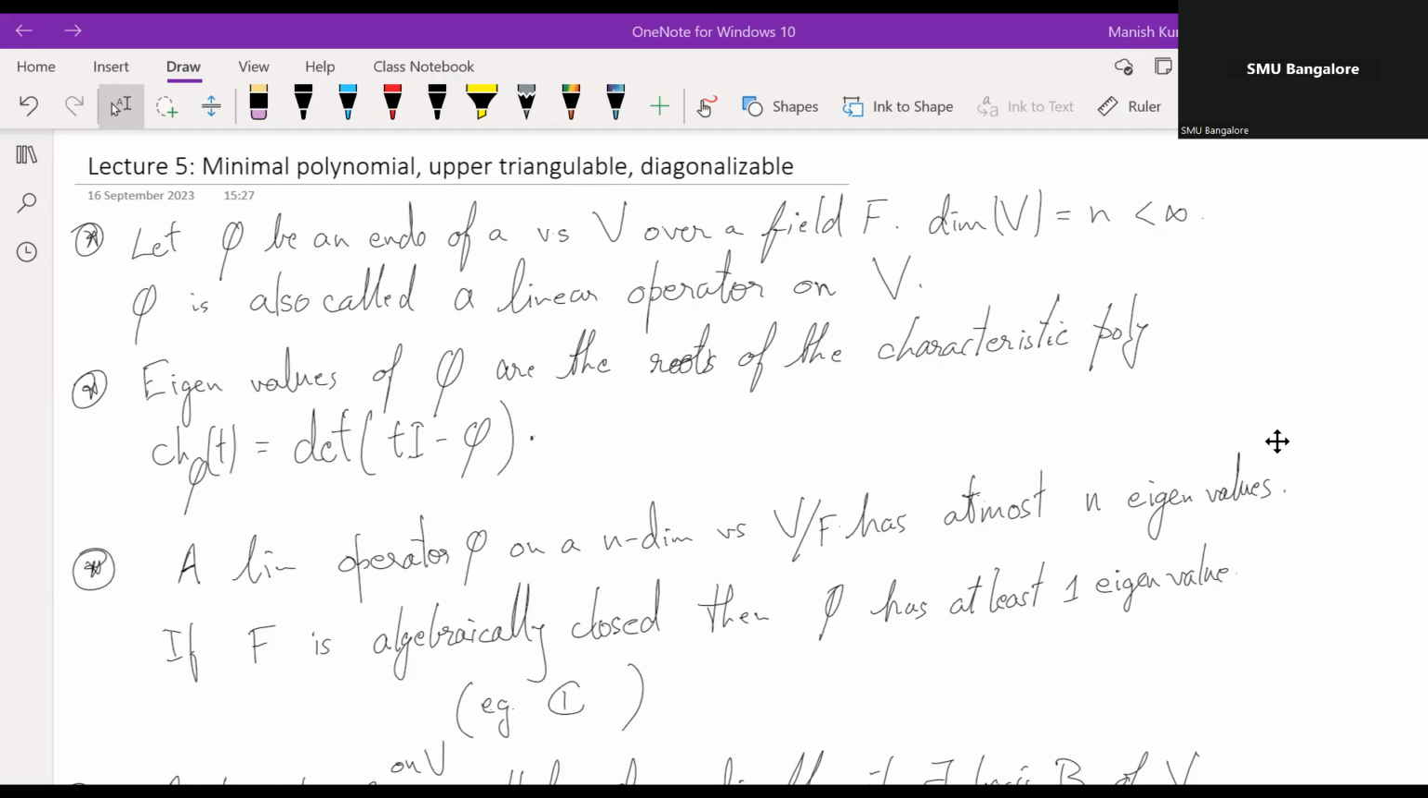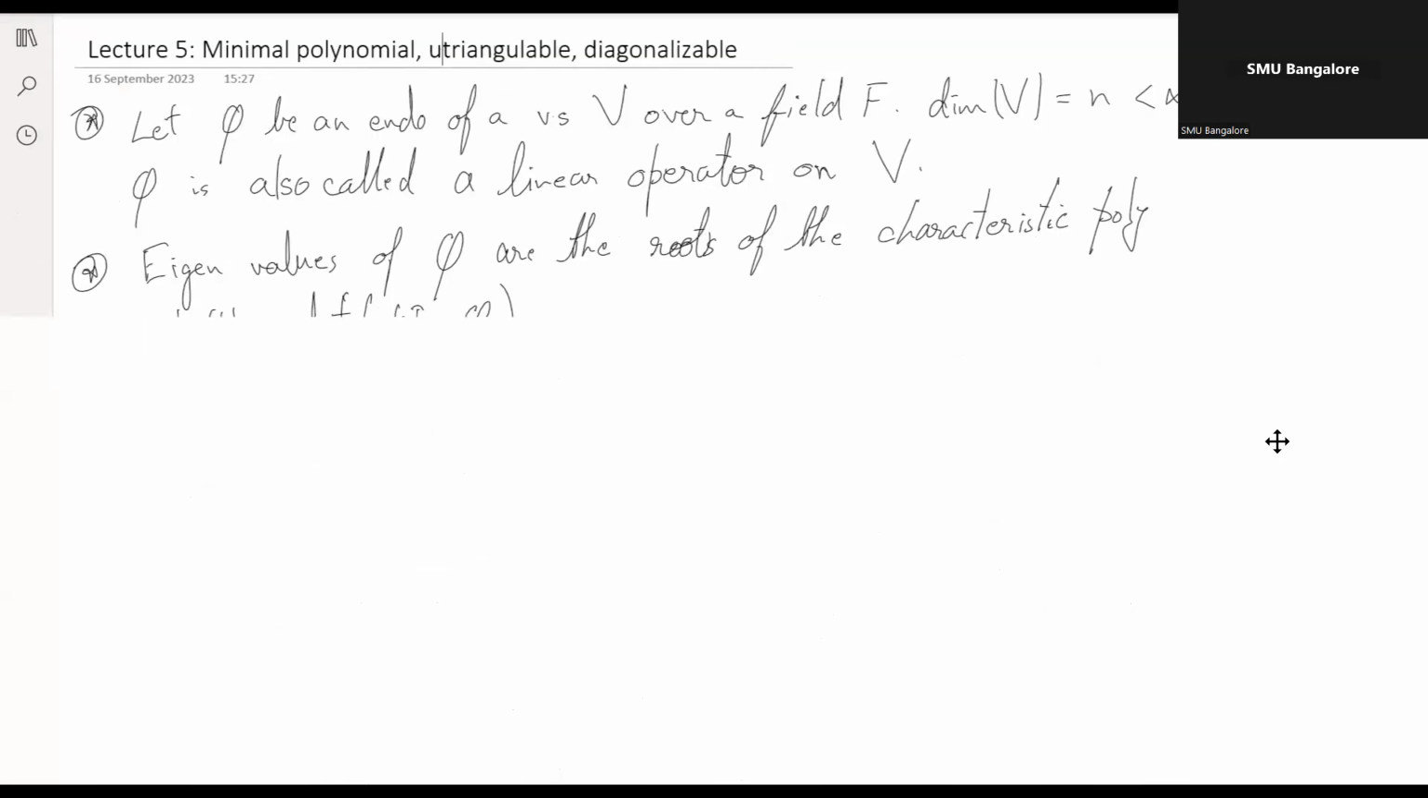So for instance, certain properties of the characteristic polynomial will tell us whether the matrix associated to the linear map is similar to an upper triangular matrix or not, and so on. That is, whether it is triangulable.